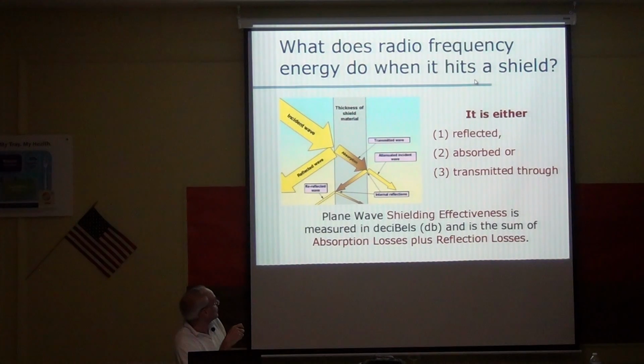Some of the wave gets reflected, and some is absorbed into the metal and transmitted to the other side, and whatever doesn't get absorbed comes out inside your shield. The second boundary is another impedance mismatch, so you also get reflections that bounce around, but numerically they really don't amount to much. So the power coming in is either reflected, absorbed, or transmitted through, and the shielding effectiveness computation is measured in decibels, and it's the sum of the absorption losses plus the reflection losses.